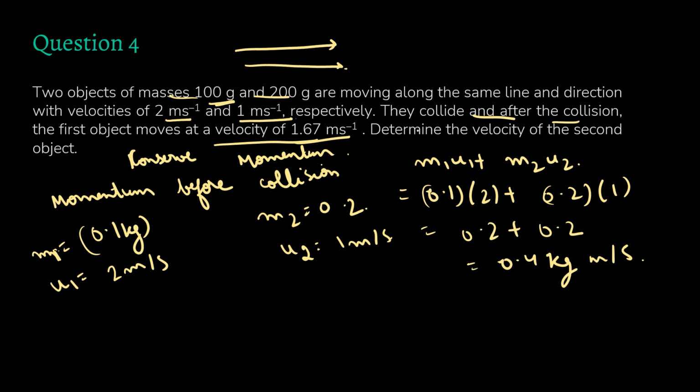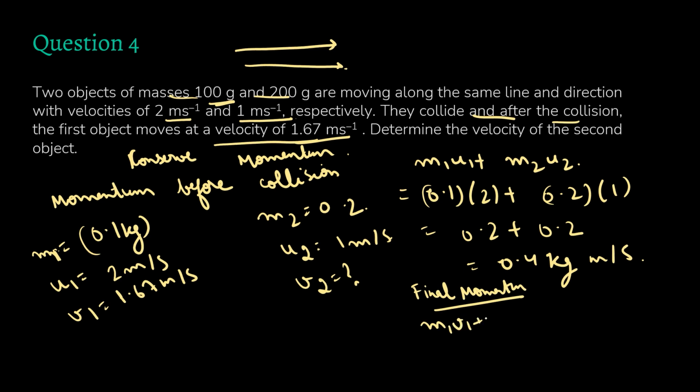Okay, so now let's calculate the final momentum. After they collide, the first object moves at a velocity of 1.67 meter per second. So for your first object, your final velocity is how much? 1.67 meter per second. And we have to calculate the final velocity of the second object. What are we supposed to do? So what is your final momentum? Your final momentum is m1v1 plus m2v2. Correct. How much is this? 0.1 into what is your v1? 1.67 plus 0.2 into v2.